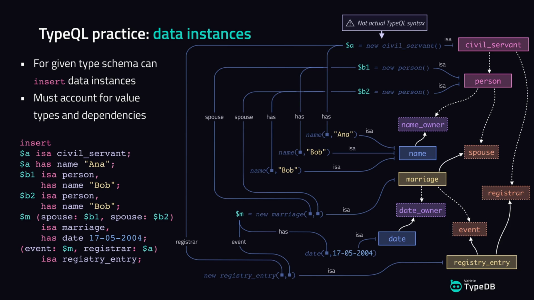We can do that. We have a civil servant object stored in our variable A, so that can be our registrar, and we have a marriage object stored in the variable M, and that can be cast into the event that we need to reference. So this creates a new registry entry object, and it does not assign it to any variable, which is a completely fine thing to do if you do not require that object to be used in later statements.